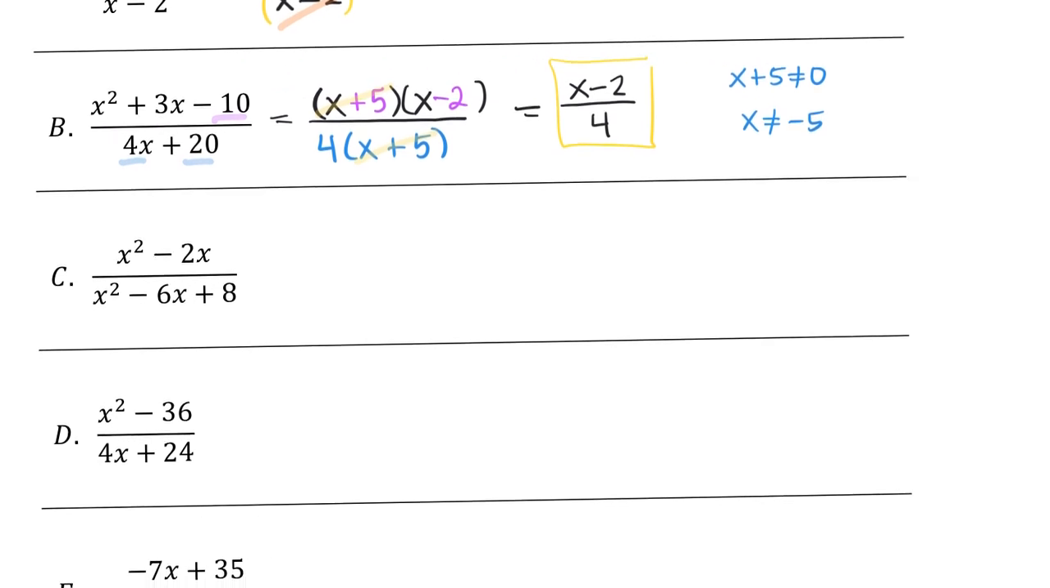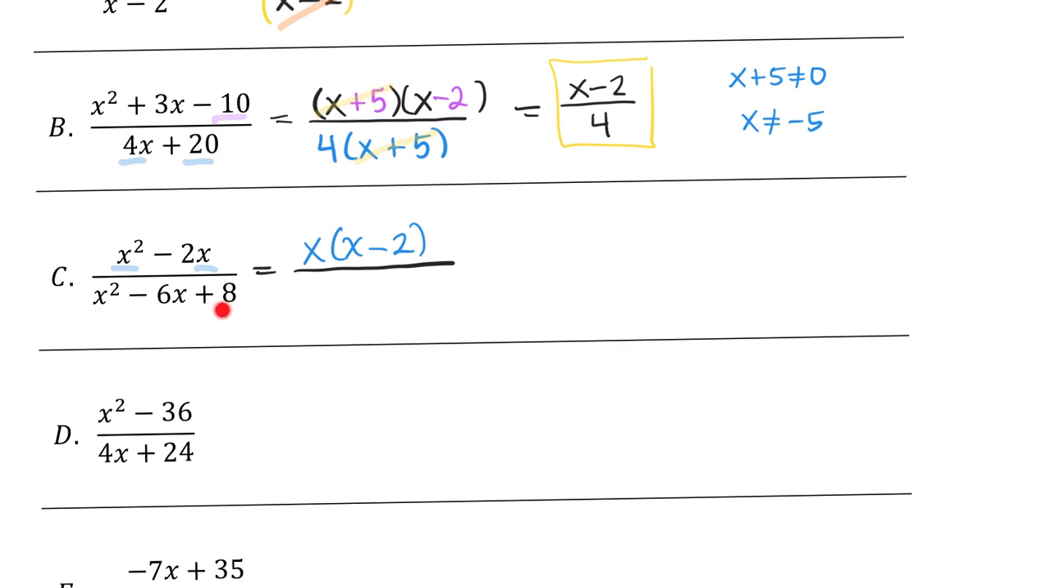Let's keep trying. Okay, on the top, I have x squared minus 2x. Do they have a common factor? Well, they do. They both have an x. So let's take an x on the outside. To get x squared, that's x times x. To get 2x, 2. Okay, on the bottom, x squared minus 6x plus 8.